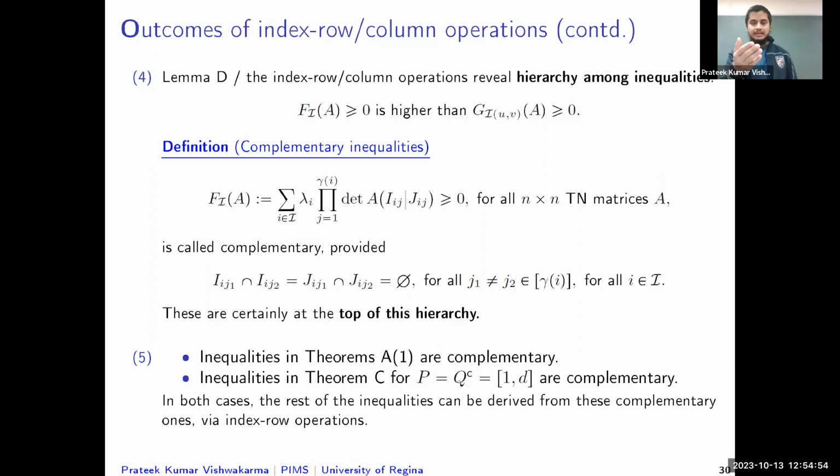And because of the way these index row operations work, it's not very difficult to see that the complementary inequalities are at the top of the hierarchy. So the second general question is: is there any way to figure out that whatever inequality we have comes from certain complementary inequalities via the action of these index row and column operations?